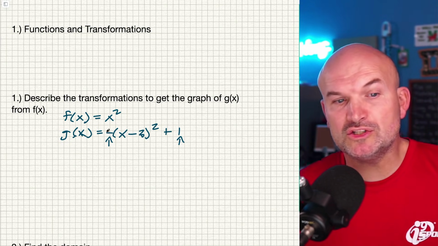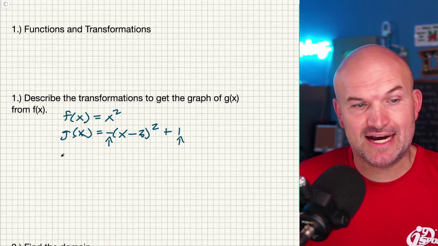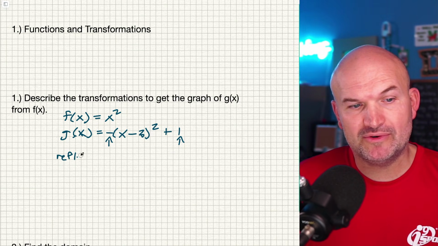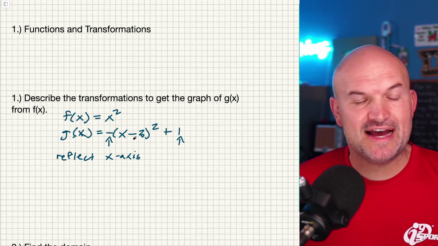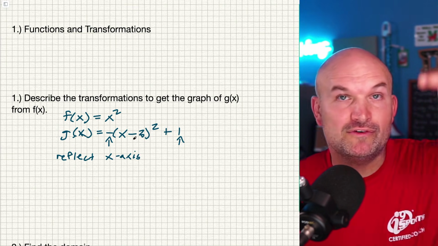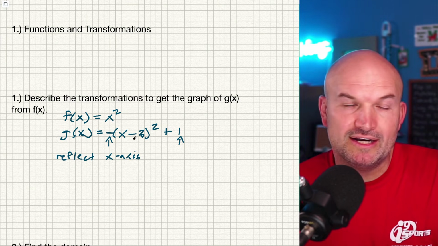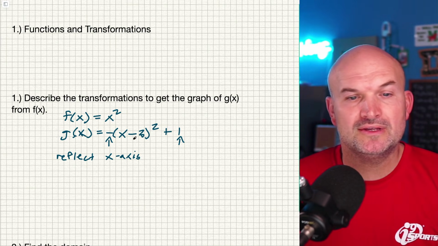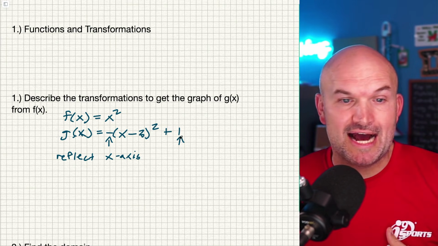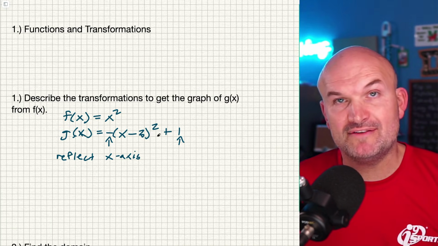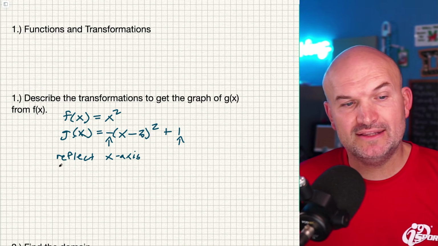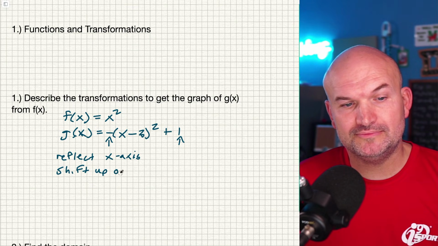Whenever we are multiplying by a negative on the outside, that is what we call a reflection across the x-axis. Now, if that number was larger than 1, then we'd have a vertical stretch, and if it was less than 1, it'd be a vertical compression. When we are adding or subtracting outside of the function, that's shifting the graph up or down. Since we're adding a 1, that's a shift up 1 unit.